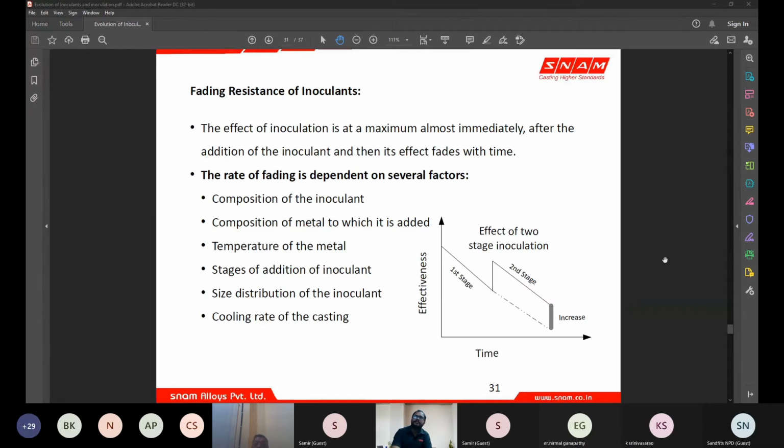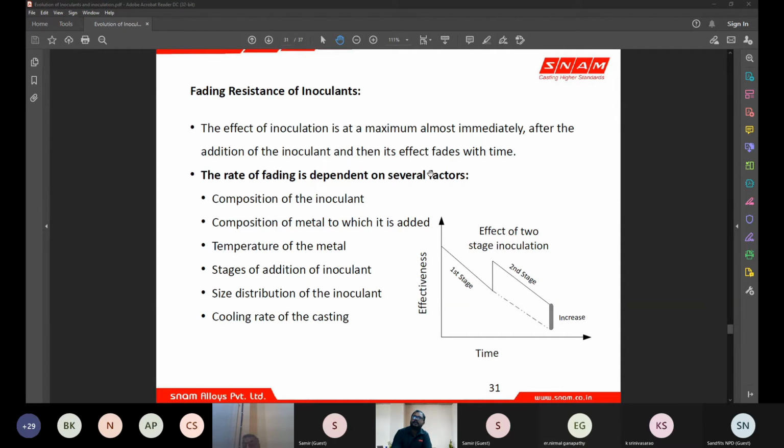Fade resistance of inoculant. The inoculation effect is almost maximum at its initial stage, like the dissolution factor. Immediately after dissolution, it starts giving its maximum nuclei. As the time or the temperature comes down, the stability of the nuclei comes down. They either redissolve into the liquid metal, or two or three or a group of smaller nuclei combine to form a single bigger nuclei, which again reduces the amount of graphite getting spread.